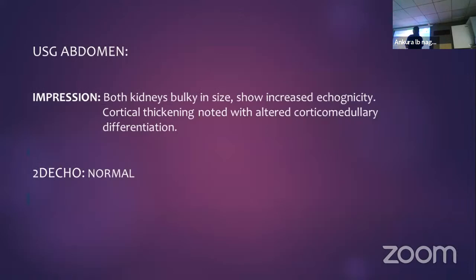We did the USG abdomen. The kidneys were bulky in size with increased echogenicity, and corticomedullary differentiation was noted. The renal Doppler appeared to be normal. In view of hypertension we also took a 2D echo, which was also normal, because the acute presentation with vomiting was due to hypertension.